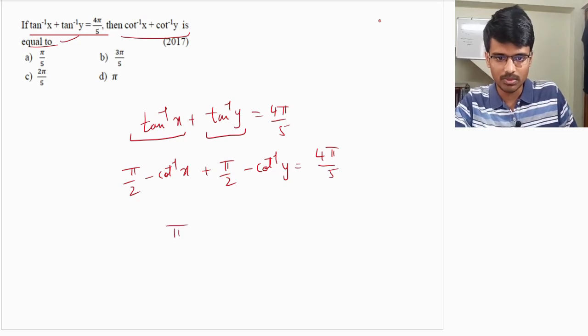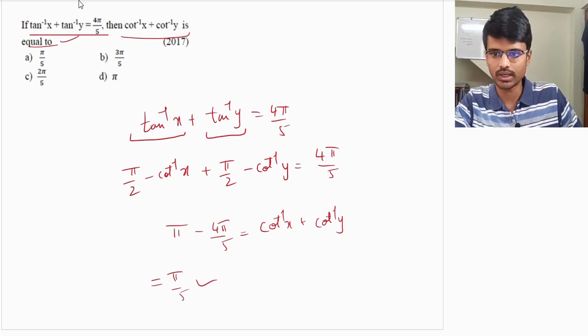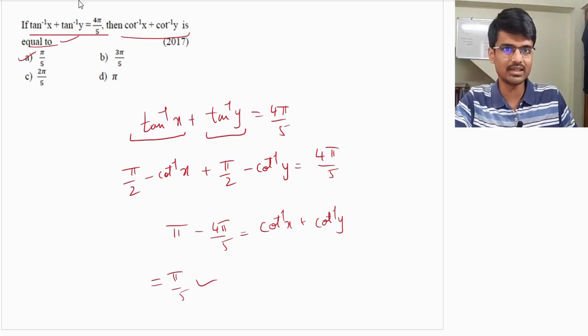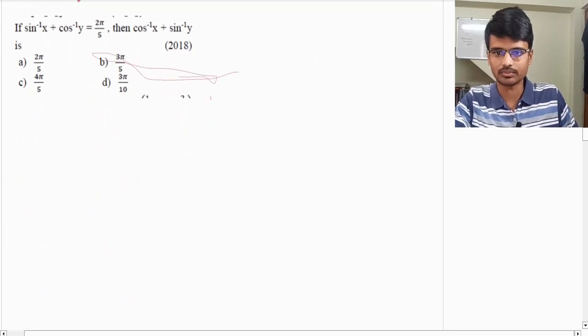Now on simplifying, pi minus 4 pi by 5 is equal to, I'll take this cot inverse of x and cot inverse of y to my right hand side. So what do I get? What is pi minus 4 pi by 5? Pi by 5, right? Simple question. So the correct answer is option A. This can be easily solved in a minute. Okay. Moving on. Again, a similar question.